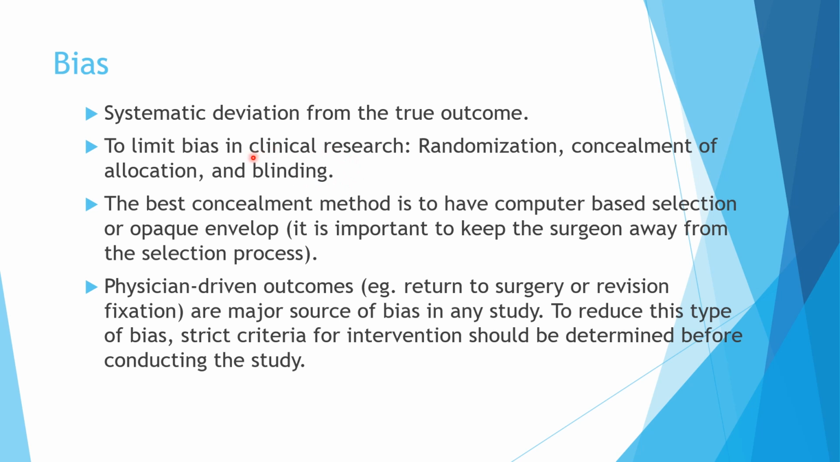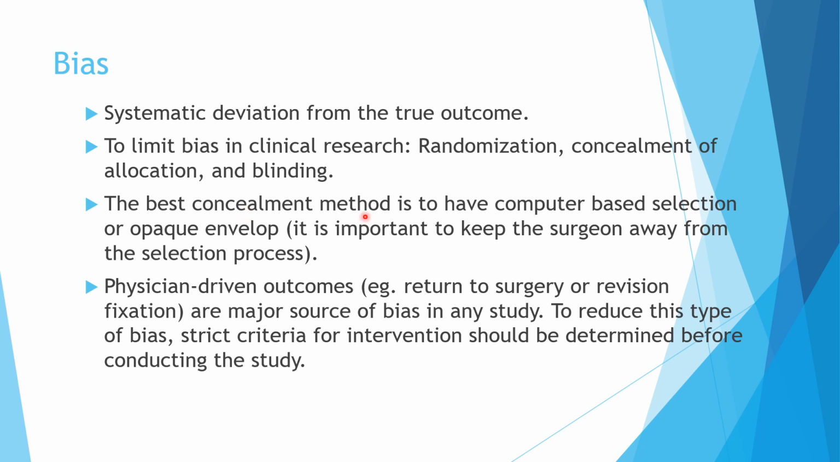And blinding has two types: single blinded, when the patient does not know which treatment group he is in; and double blinded, when the patient and the treating physician do not know the treatment group. So blinding is not concealment of allocation. With concealment of allocation, the person responsible for allocating patients to the treatment group does not know which treatment group the next case will go to.